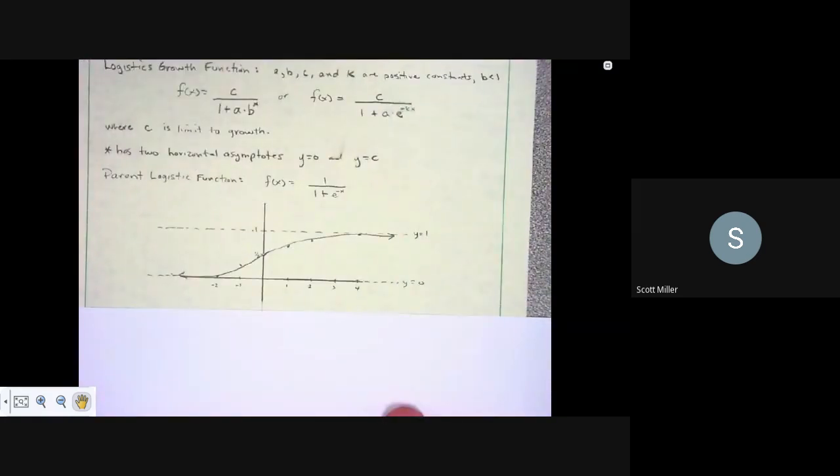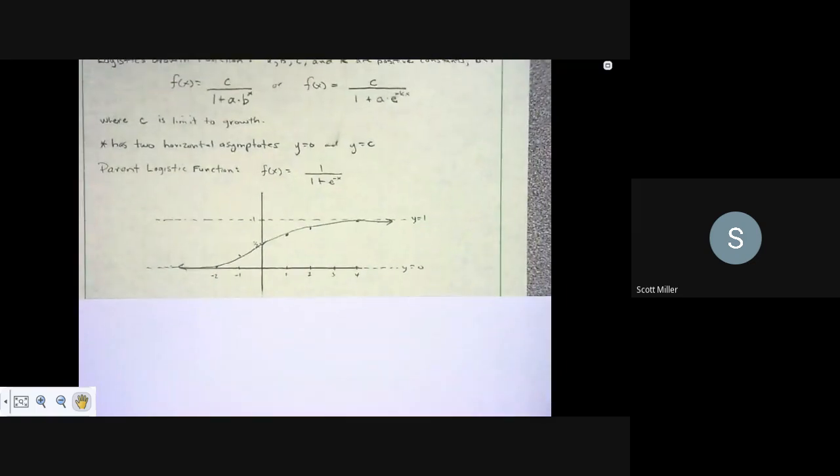This is an example of the parent function for logistics. So the C is a 1. You can see that K is 1, A is 1, your parent function right here. So you'll notice that you have a horizontal asymptote at 0, and then another one at 1.